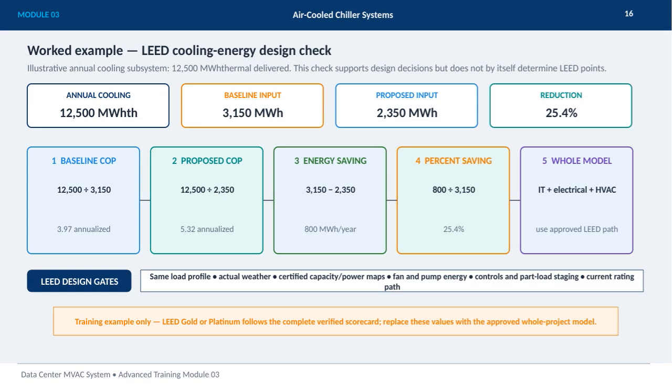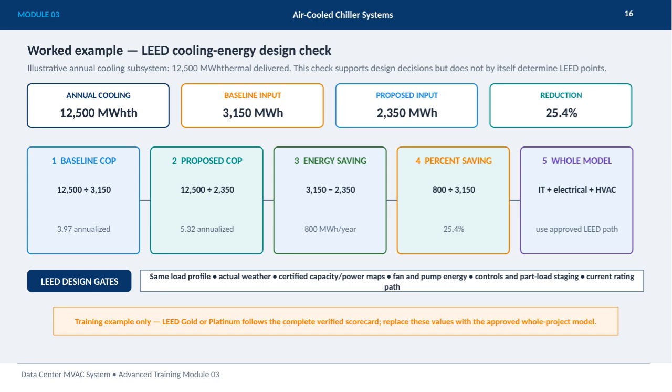Here we have a worked example demonstrating a LEED cooling energy design check for an air-cooled chiller system. The annual cooling load is 12,500 megawatt-hours thermal, which is the amount of cooling delivered by the system. This example helps support design decisions, but does not alone determine LEED points. Looking at the baseline input, the system requires 3,150 megawatt-hours of energy annually. With the proposed system improvements, that energy drops to 2,350 megawatt-hours, resulting in an energy reduction of 800 megawatt-hours per year, or a 25% savings.